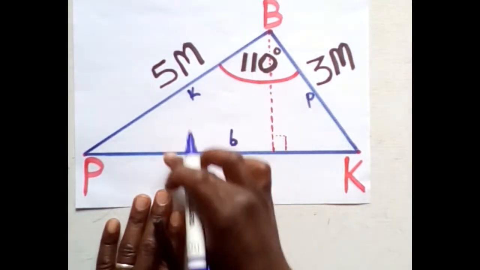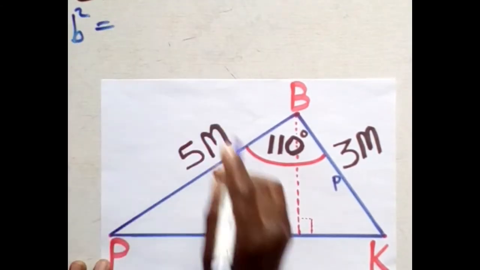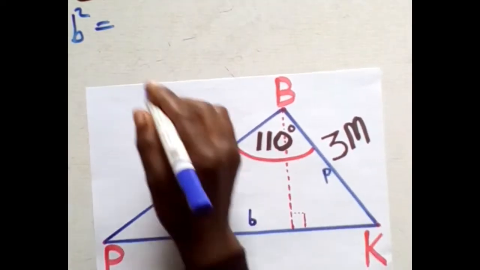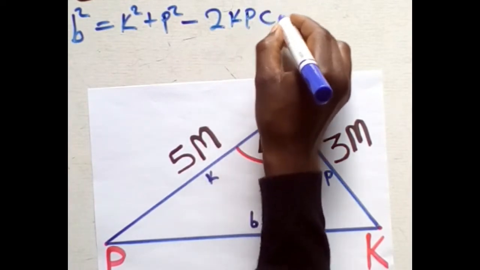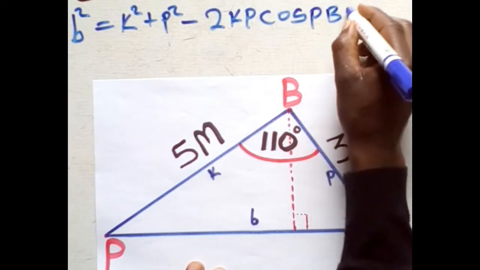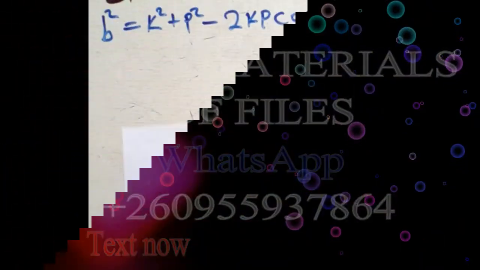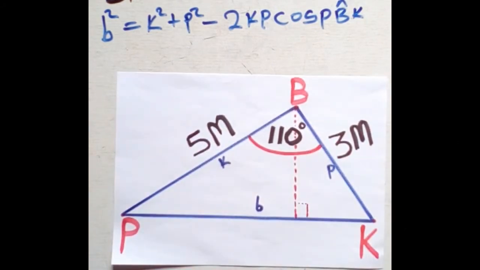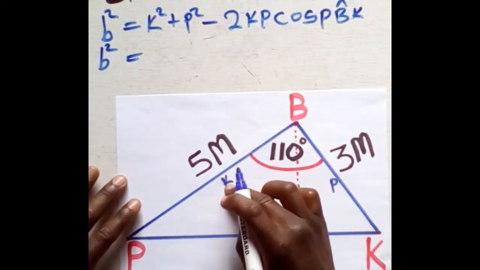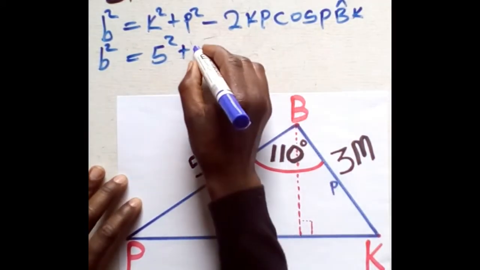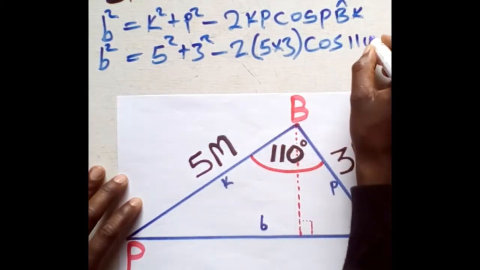After doing that, the side that is opposite to the interior angle is going to be first in squared form. So we have b squared is equal to the sum of the squares of the two adjacent sides, meaning k squared plus p squared minus 2kp cos of angle PBK. This is an angle. Then from there we can substitute. When you look at this shape again, our b is the unknown. So we are looking for this b. So b squared is equal to k squared. K in this case is 5, squared, plus p squared. P is 3, so 3 squared, minus 2 times 5 times 3, then cos 110 degrees.